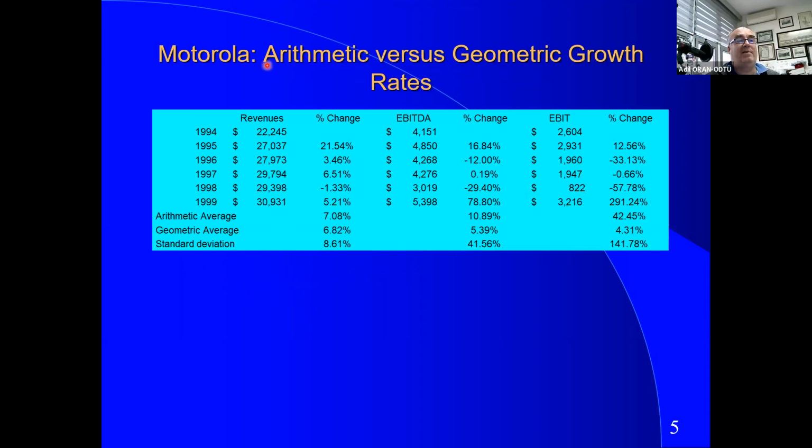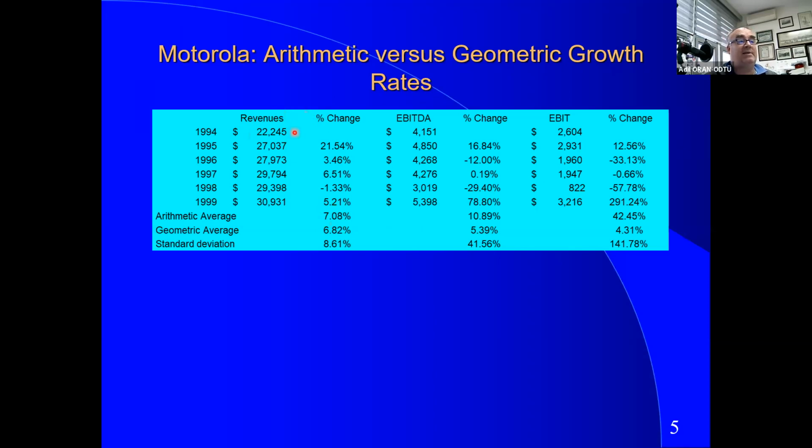So, arithmetic versus geometric growth rates. Here we have 6 years of data. This was for Motorola in the late 90s. So they start out with revenues going from 22 million to almost 31 million. They also have the numbers for EBITDA and EBIT, right? So let's look at the growth rates, the changes in each of these.